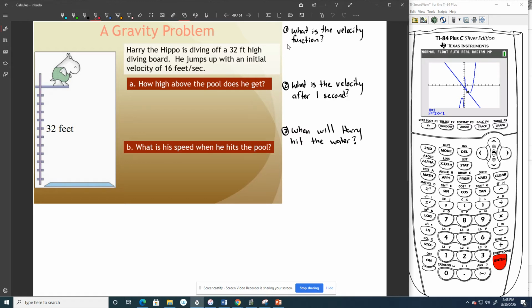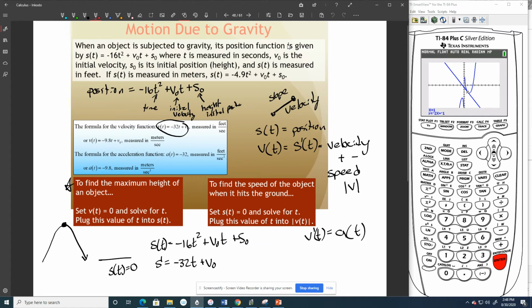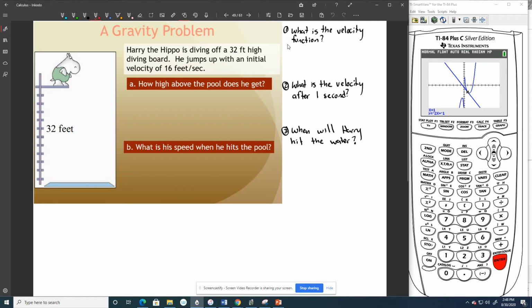So Harry the Hippo, he's diving off a 32-foot high diving board. He jumps up with an initial velocity of 16 feet. Now this formula right here, you guys really need to memorize, okay? Let's put it right here. S of t is equal to negative 16 t squared plus v naught t plus s naught. Okay, this is one that you're going to have to go ahead and memorize. So 32 feet high, well, that's my s naught. And 16 feet is my initial velocity. So that's my v naught.